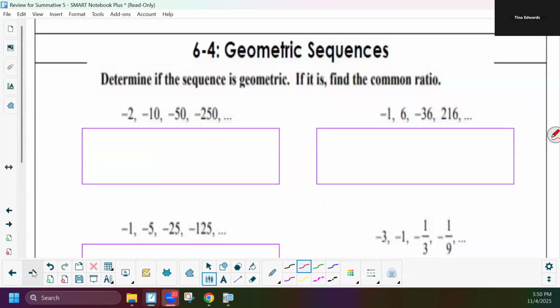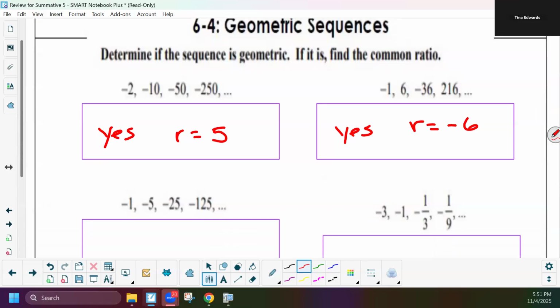Okay, geometric sequences. This one should be quick and easy. We're saying, is it geometric? If so, what is the common ratio? For this one here, it looks like it's increasing. Yes, it is, and the R is 5. We're increasing by multiplying by 5 every time. This one here is also geometric, and the R value is -6. You can see that pattern where it alternates negative, positive, negative, positive. So that tells me that my R value is negative.